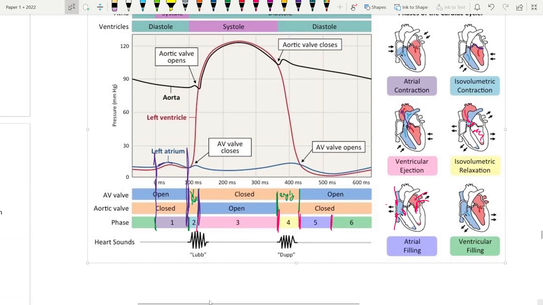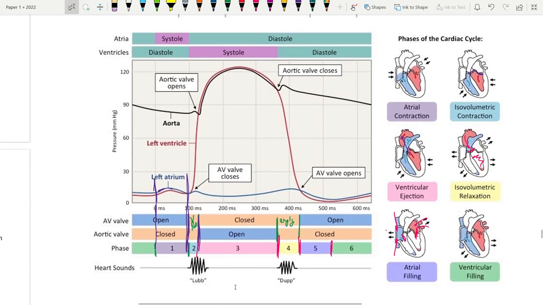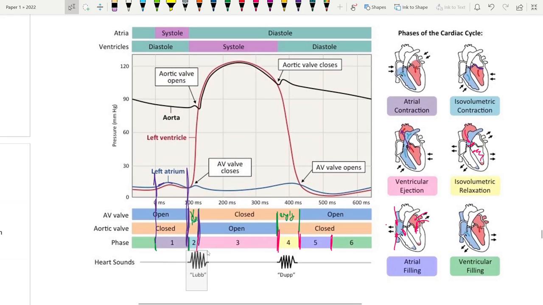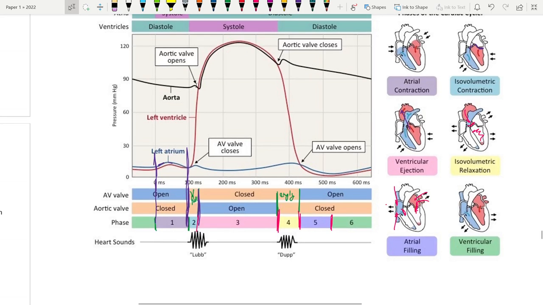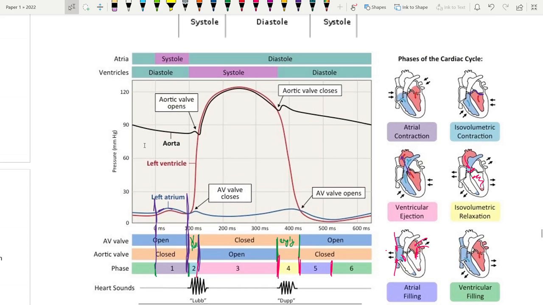So we get the lub sound. Okay, why do we get the lub sound? This is a very good diagram. This is amazing, honestly. You can study this diagram. We get the lub sound due to the closure of the atrioventricular valve. And we get the dub sound. Why? Due to the opening of the semilunar valves. Okay, there are more heart sounds, but you don't need to know those.